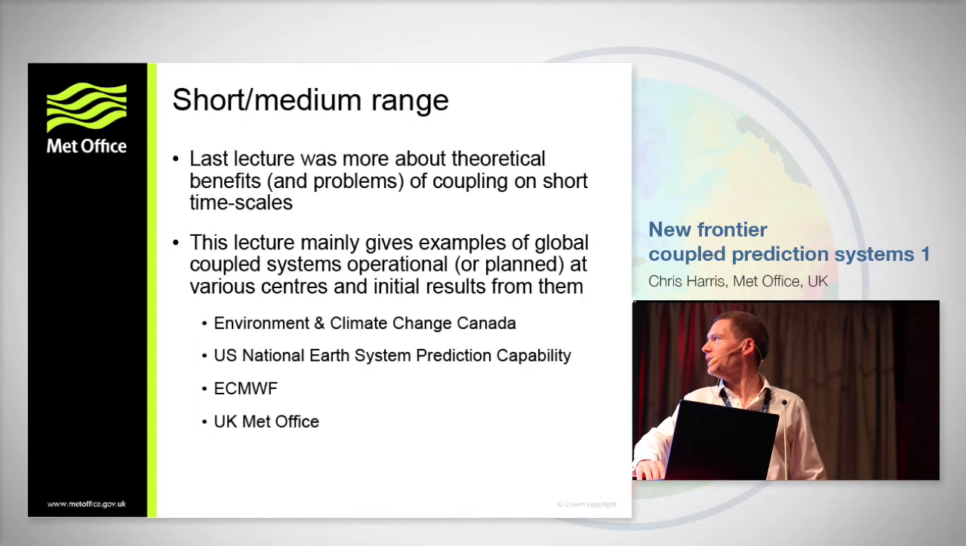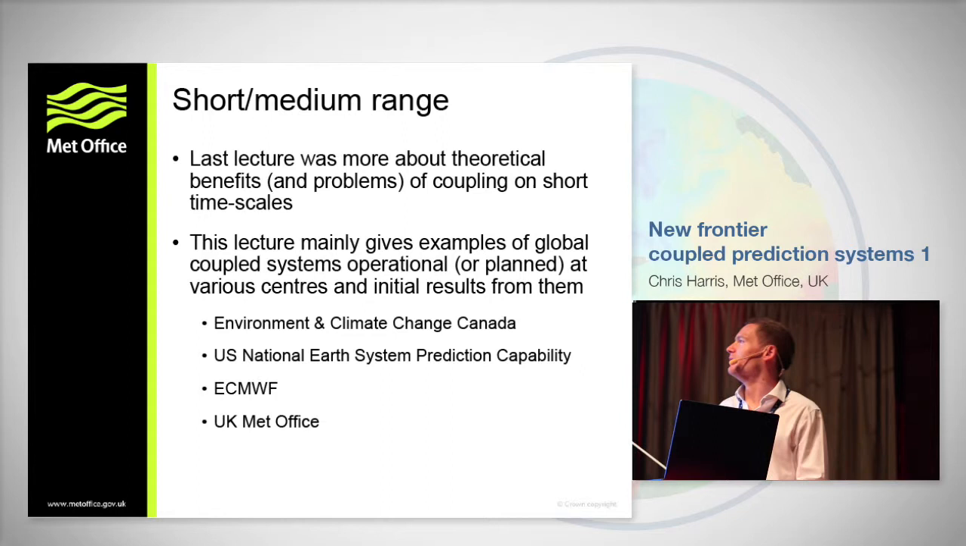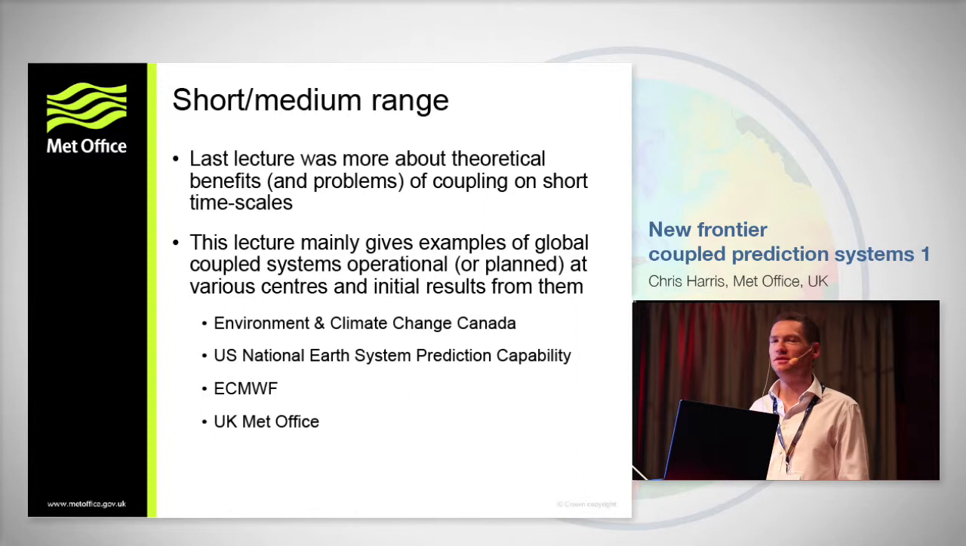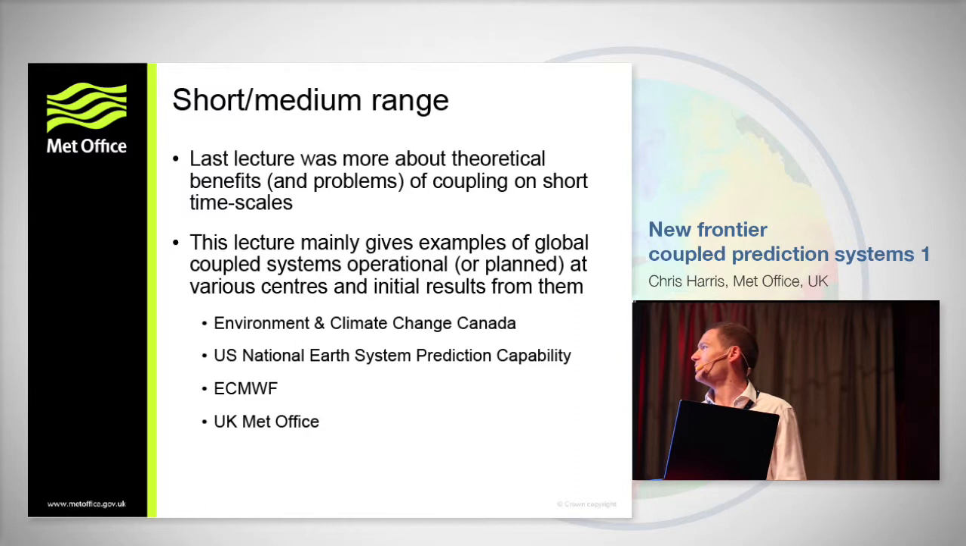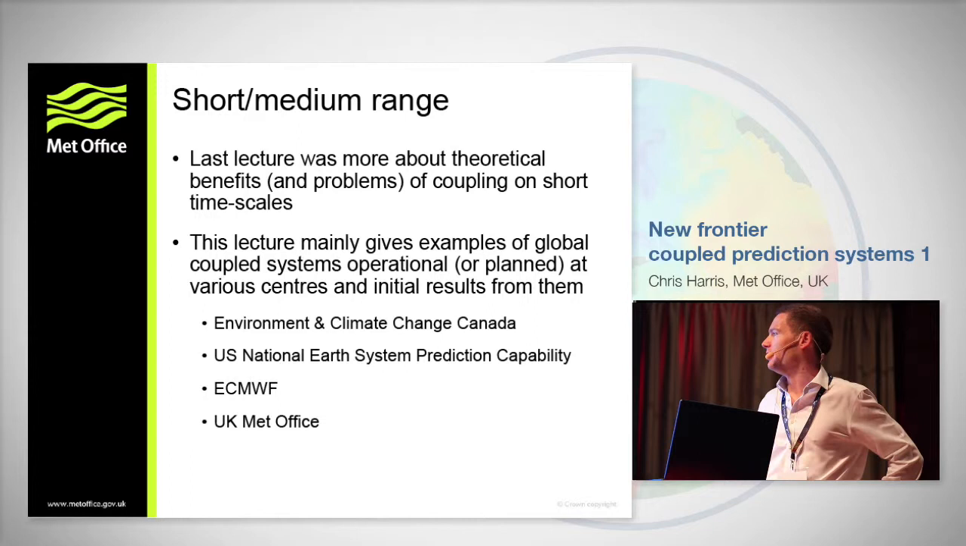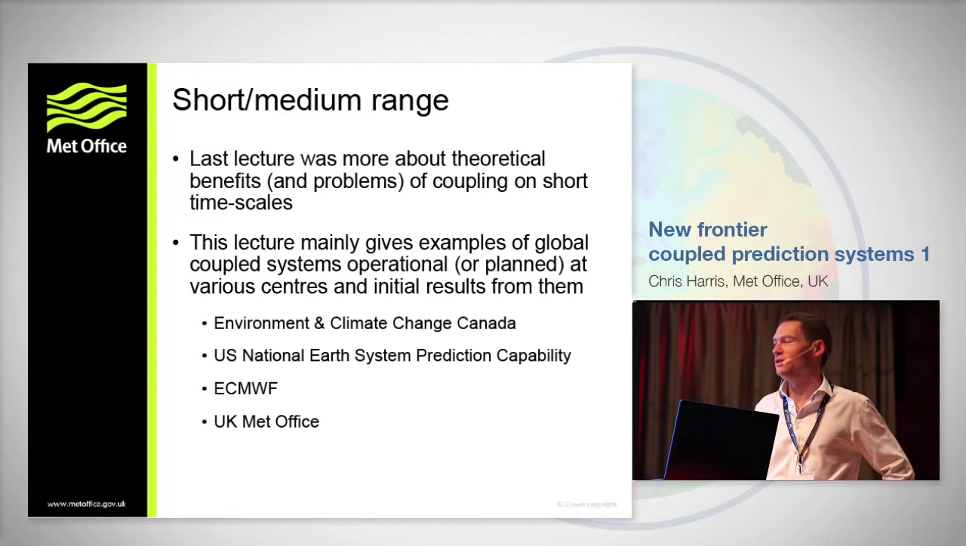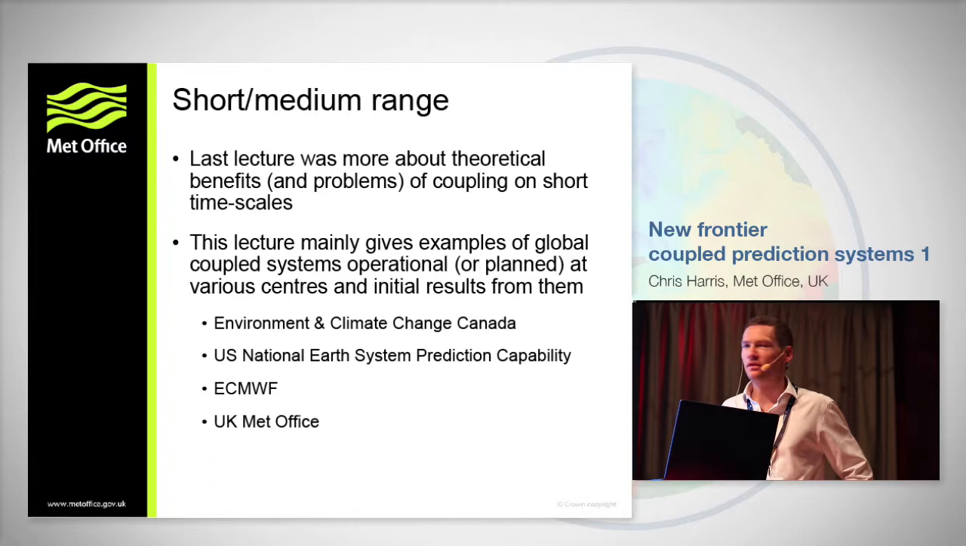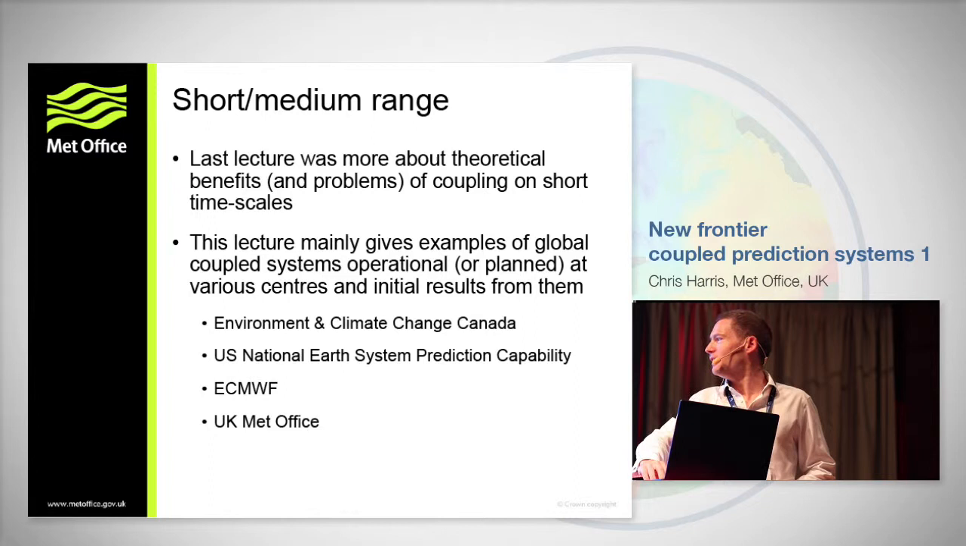So, as I said, the last lecture was more about the theoretical benefits and problems of coupling. Here, I'm going to go through some examples of specific systems, which are either operational or very close to operational, or as I say, maybe research running in real-time mode. The four I'm going to mention are these here. The Environment Canada system, work that's being done towards the unified US National Earth System prediction capability, ECMWF, and then the UK Met Office. Those four, I think, are probably the four leading proponents of these coupled systems. There may well be others I've missed, but those are certainly the ones that I had easy access to information and slides about.